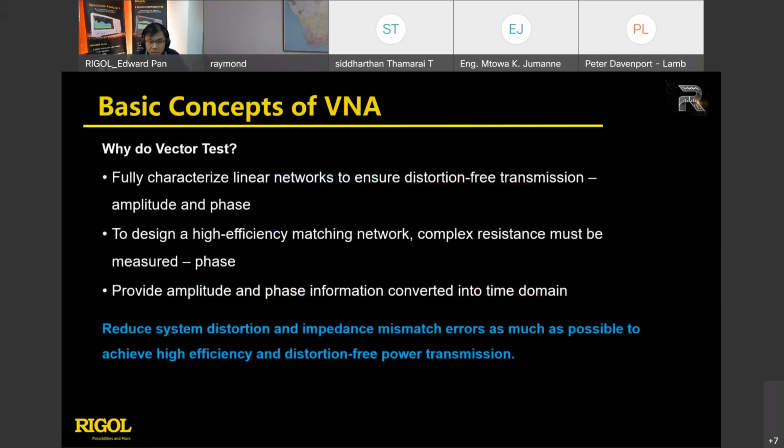So the basic concept of the network analyzer: you need to fully characterize the linear network to ensure distortion-free transmission of amplitude and phase. It can help to design a high efficiency matching network. Complex impedance must be measured with phase. And of course, it can reduce the system distortion and impedance mismatch errors as much as possible to achieve high efficiency and distortion-free power transmission.